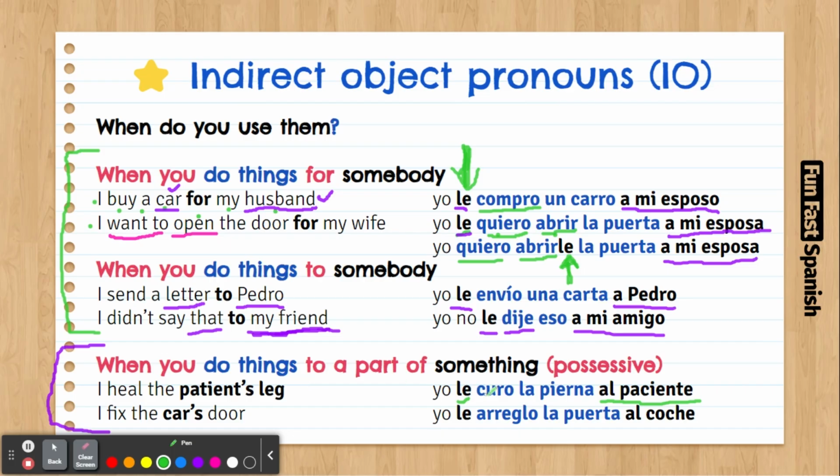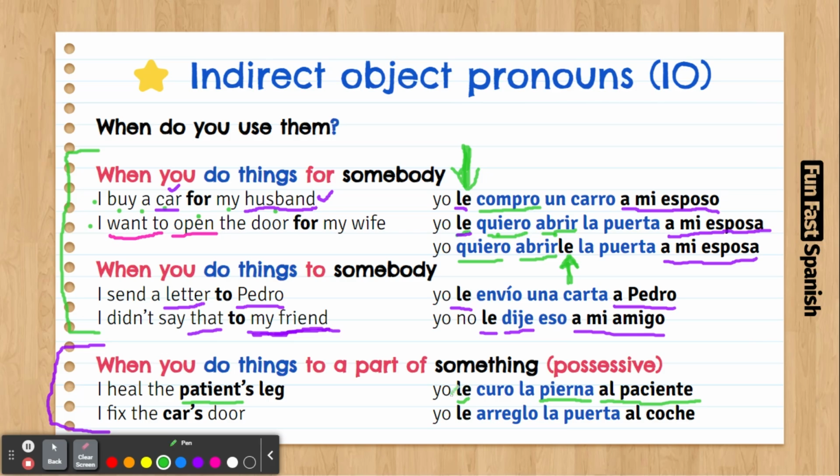Well, it could be an animal too, but in Spanish, pierna is just for humans, not for animals and things. It's patas. Anyways, yo le curo. Why le? Why do we use le here? Because you're healing the leg of the patient. And le is because the patient is a third person. That's why we are using le here. Yo le curo la pierna al paciente.